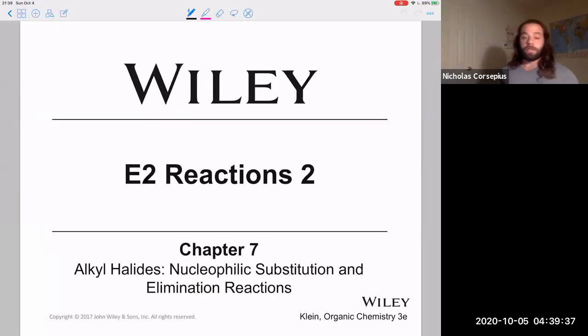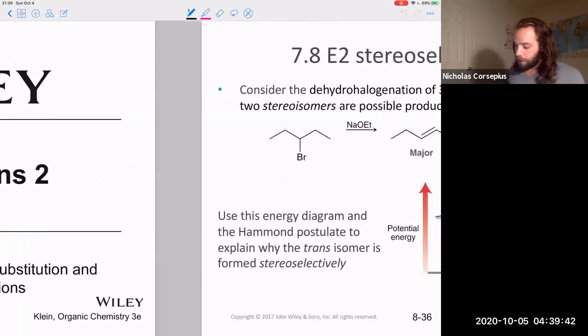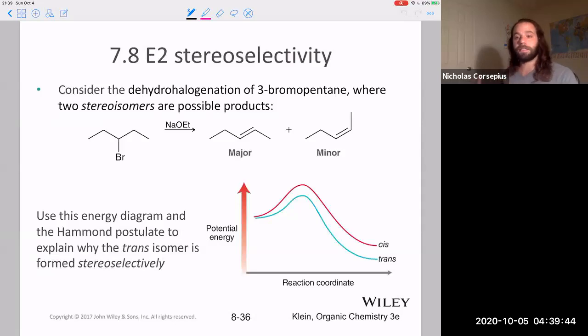All right, so now let's talk about some other features of E2 reactions. Most importantly this is going to be, again, stereoselectivity. We talked about stereoselectivity with the SN2 reactions. It's an important part of our E2 reactions too.